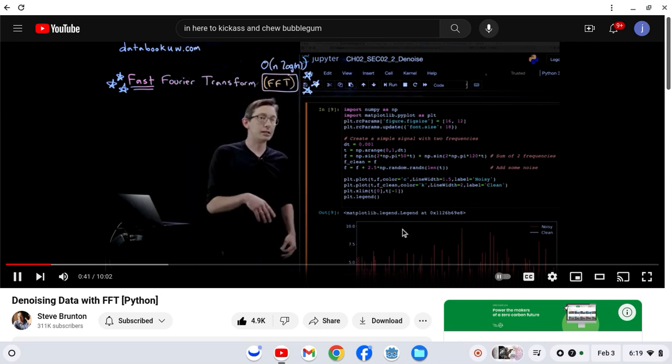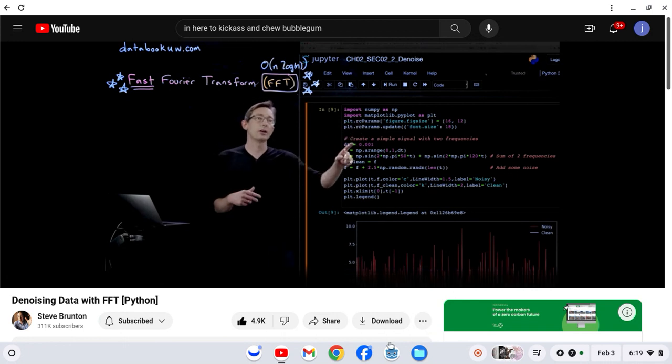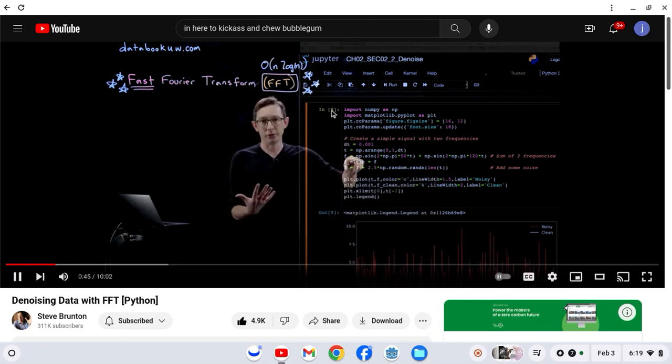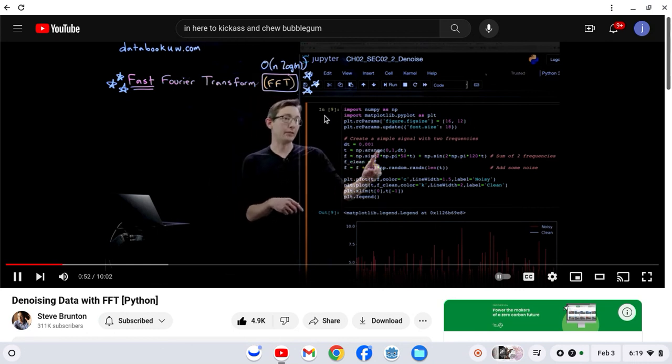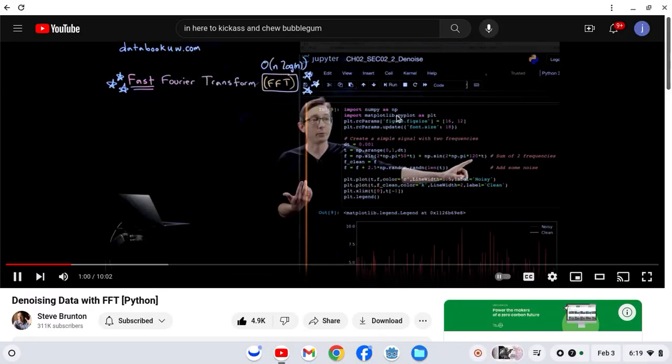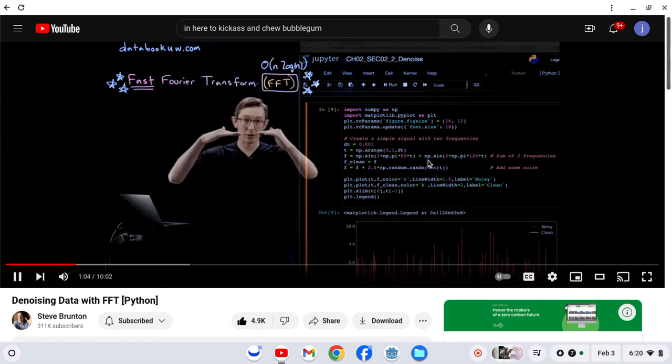Okay, so this is the code. The first thing we're going to do is create our signal with two frequencies. We're going to have a time step of 0.001 seconds, and a data set that goes from time 0 to time 1, which is the sum of a sine wave with frequency 50 hertz and a sine wave with frequency 120 hertz. So we're going to add up those two pure tone sine waves.